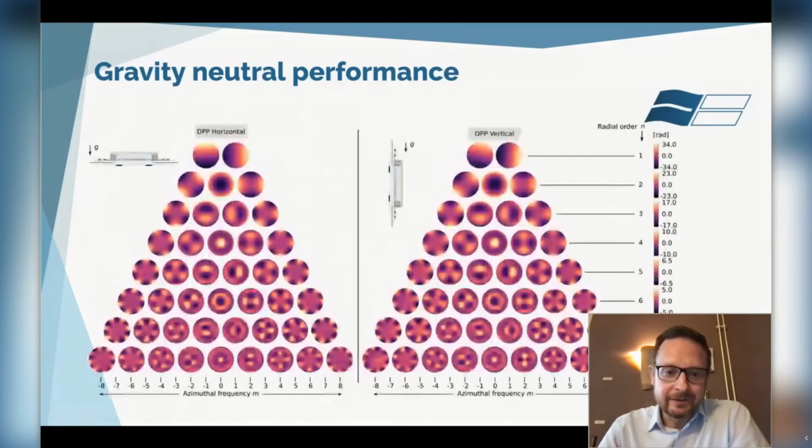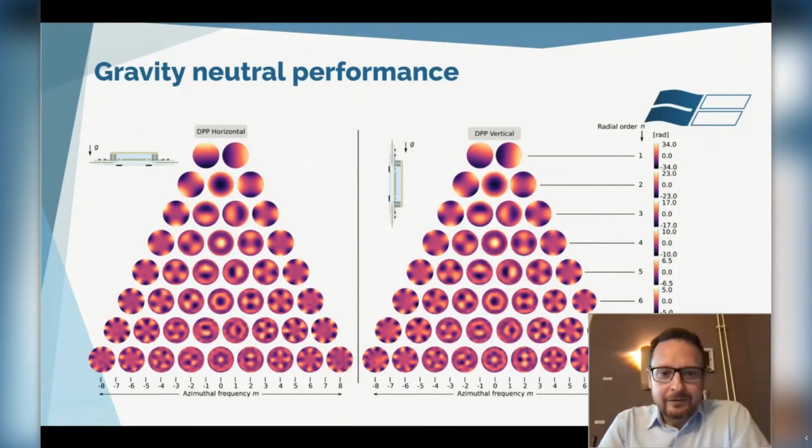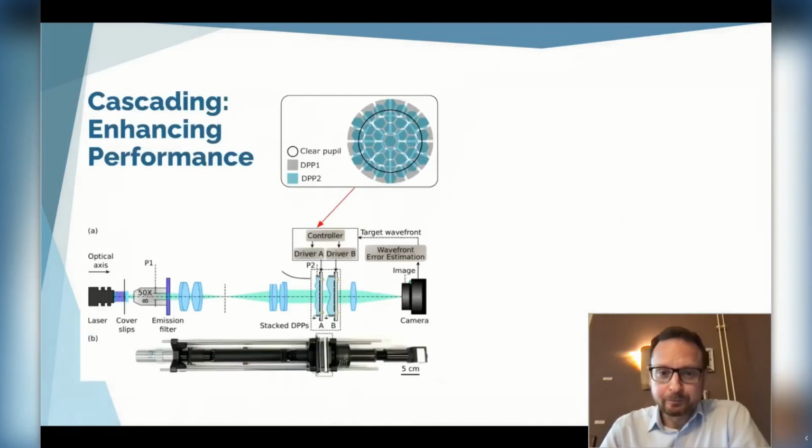wavefront sensorless wavefront estimation. We managed also to solve an old nuisance of optofluidic devices, namely gravity neutrality. That means we can use our device in both horizontal and vertical orientation, and we solved that with a smart system design and being able to compensate for exactly the aberrations that are induced by gravity up to the 8th order of radial Zernike modes.